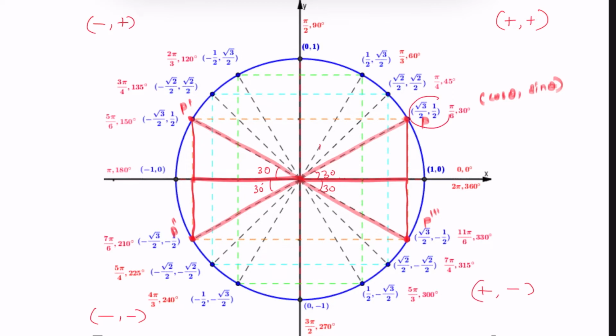Now, for 30 degrees, cos 30 degrees is root 3 over 2 and sin 30 degrees is half. As it is in the first quadrant, both are positive. And in the second quadrant, cos 150 degrees is negative root 3 over 2 and sin 150 degrees is half. And in the third quadrant, cos 210 degrees is negative root 3 over 2 and sin 210 degrees is negative half. And in the fourth quadrant, cos 330 degrees is root 3 over 2 and sin 330 degrees is negative half.